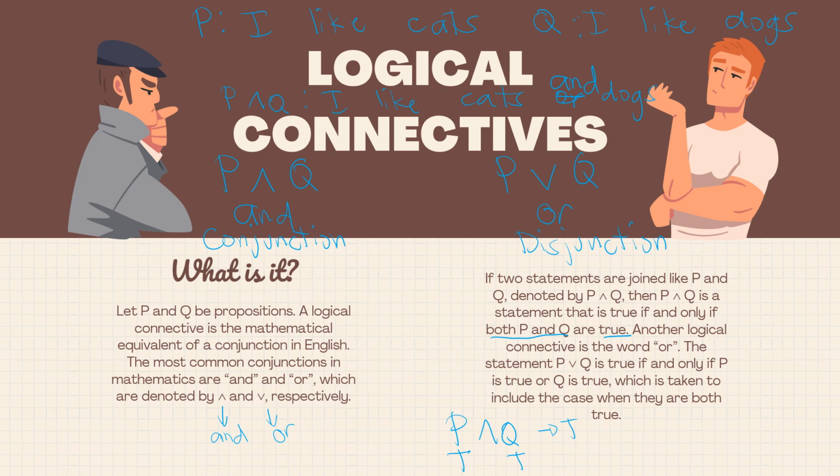Another logical connective is the word or. The statement P or Q is true if and only if P is true or Q is true, which is taken to include the case when they are both true. Which means for P or Q, for example, if the proposition P is true and Q is false, the statement will be true, and vice versa.